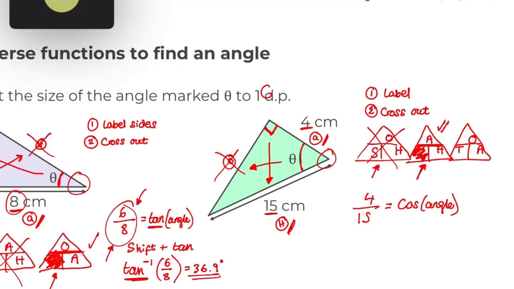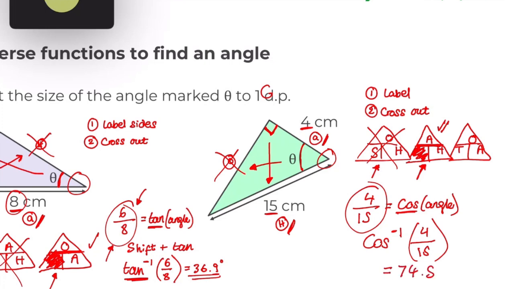Okay, but we want to get rid of that cos. So all you do is to get rid of this cos, on your calculator, you type in shift, top left, and cos. That's going to give you cos minus 1. And then when the bracket opens, this is what you're going to type into your brackets, 4 over 15. Okay, close your brackets, and you're going to get an answer of 74.5 degrees to 1 decimal place.